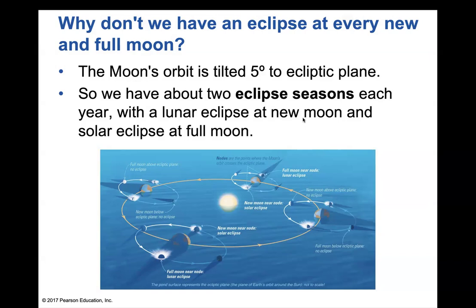But the reason that you personally don't experience one is because they tend to pass over parts of the earth where you don't live, right? And sometimes they even don't happen because, as I was talking about, sometimes it's an annular eclipse, right?